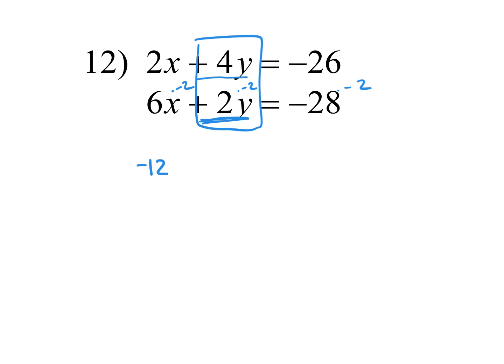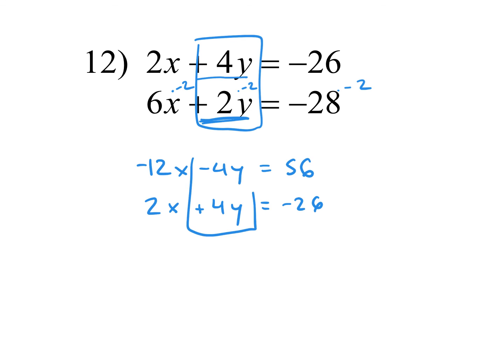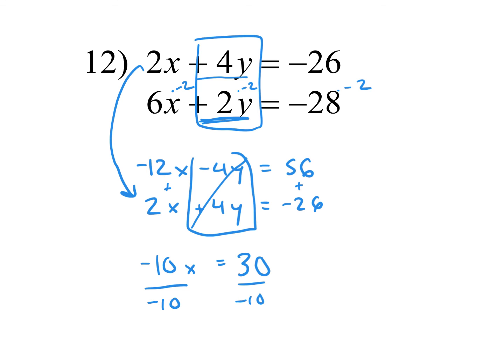So this becomes negative 12x minus 4y is equal to 56. So 2x plus 4y is equal to negative 26. So I just rewrote the top one down there. Combine like terms, so these cancel. What's negative 12x plus 2x? Negative 10x. And then 56 minus 26? 30. Divide both sides by negative 10. So what's x equal to?